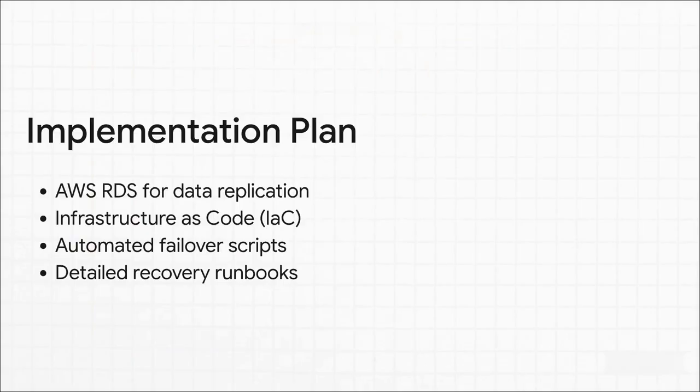And here's a quick peek under the hood at how we built it. To meet that insane 15-minute data loss window, we leaned heavily on AWS's database service, RDS, to constantly replicate our data across regions. We defined every server, every network, every single piece of the environment as code. That ensured our recovery site was a perfect, repeatable clone of production. And this is so important.